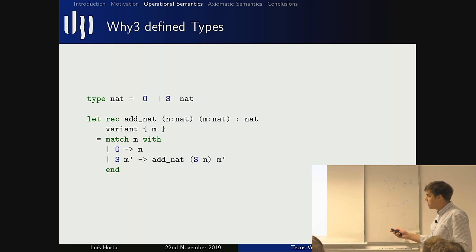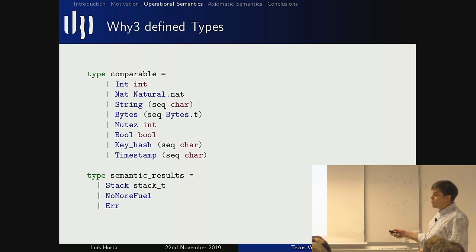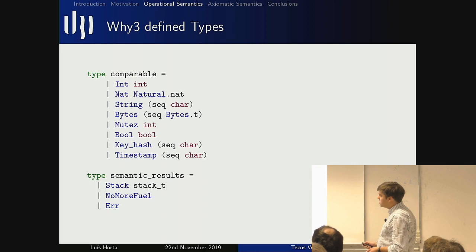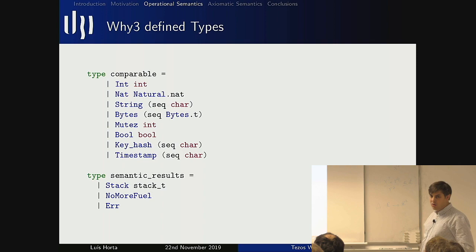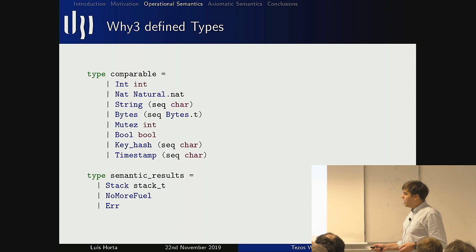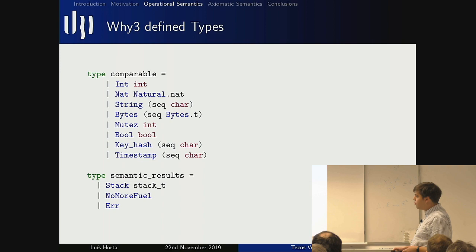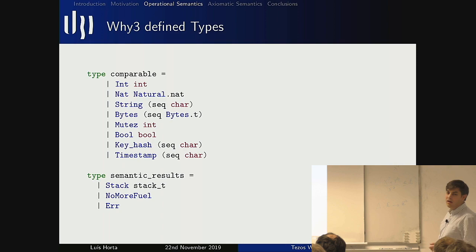Another thing is, in Michelson, we can do comparisons, and the type comparable means a great deal. So we define this type comparable, and then we took the same approach as the Mi-Cho-Coq guys did. We had this sort of monad for results of our eval function, which has this type, stack T, whenever it goes OK. A No_more_fuel that simulates the normal fuel, not to be confused with the gas. It's just for termination purposes. And then we have this error, which is here only to simulate typing errors.